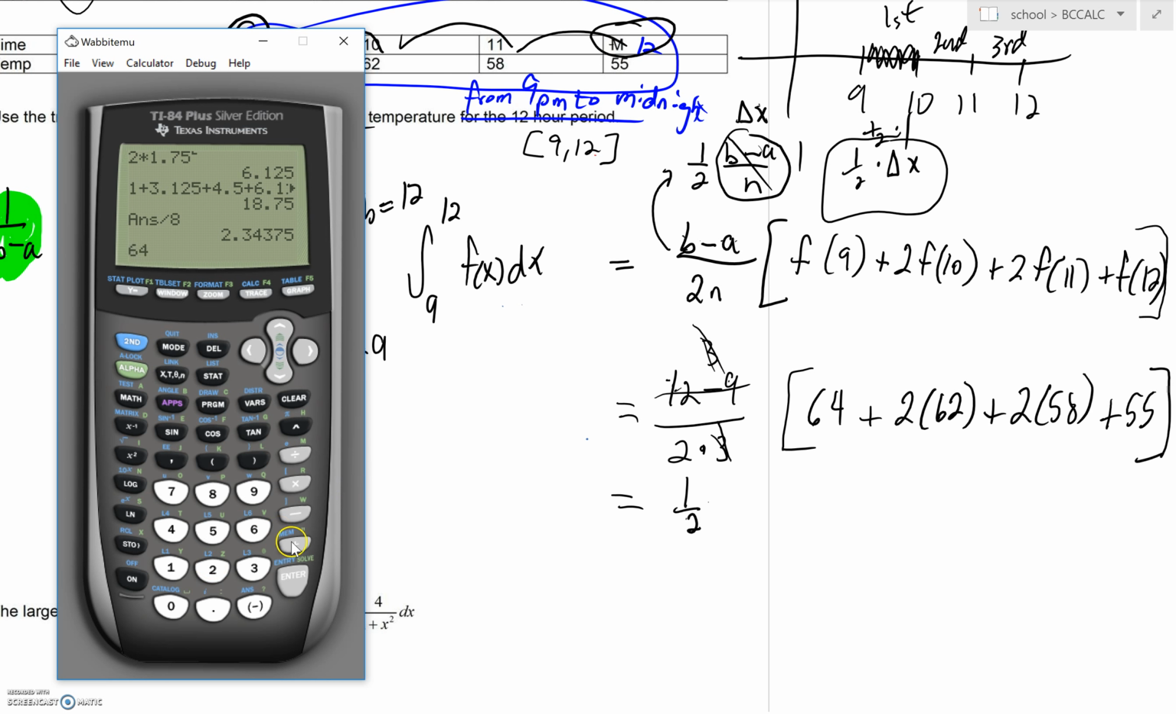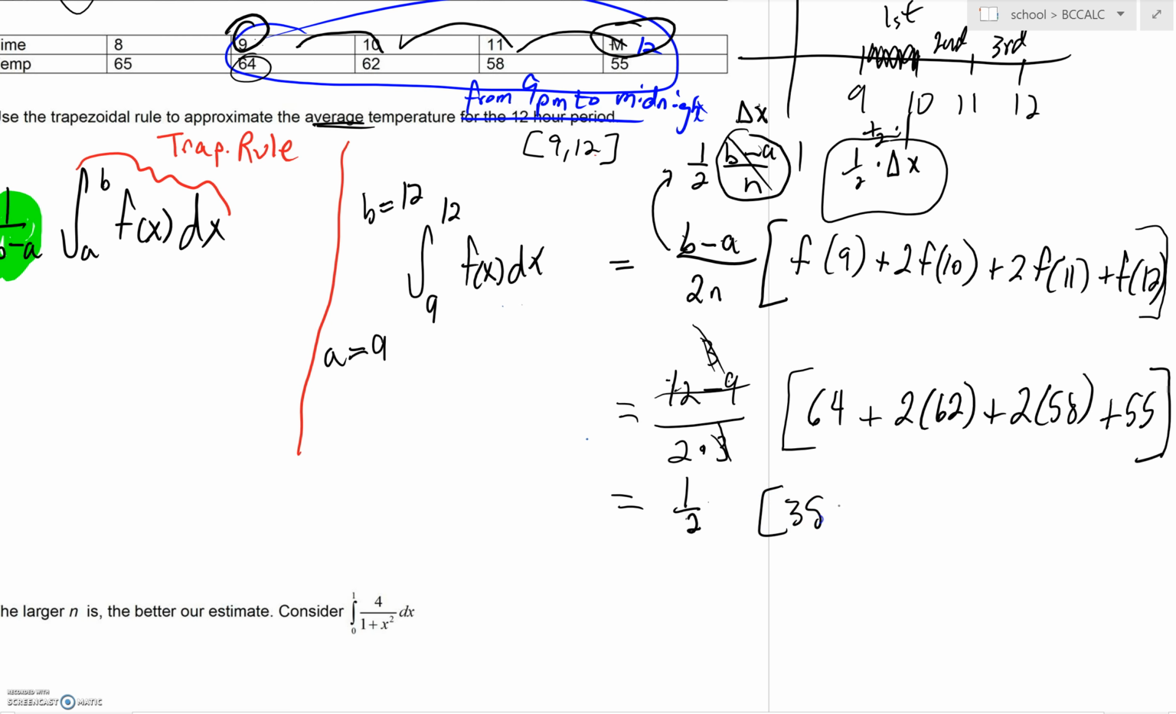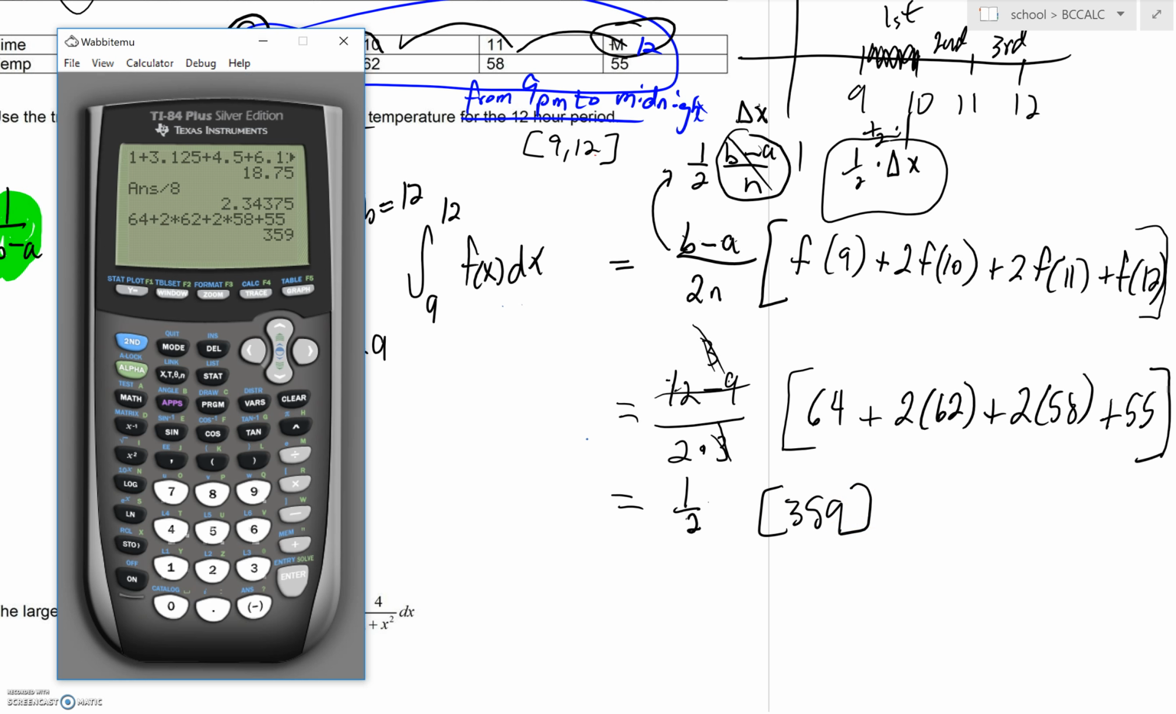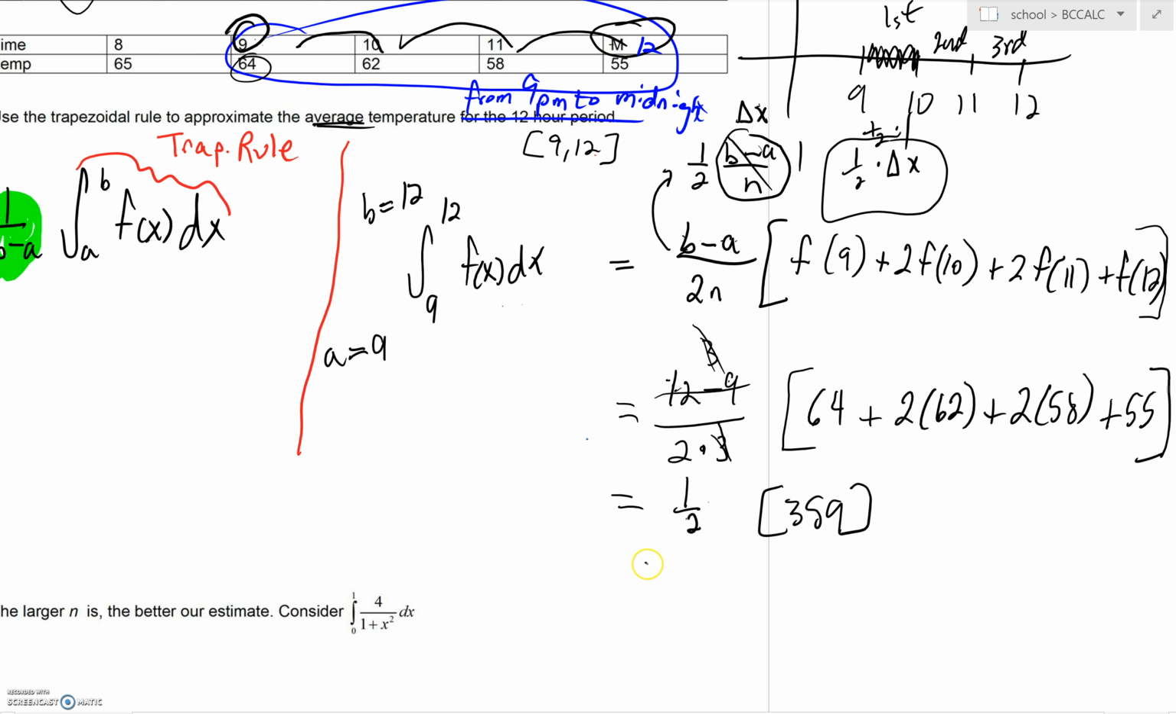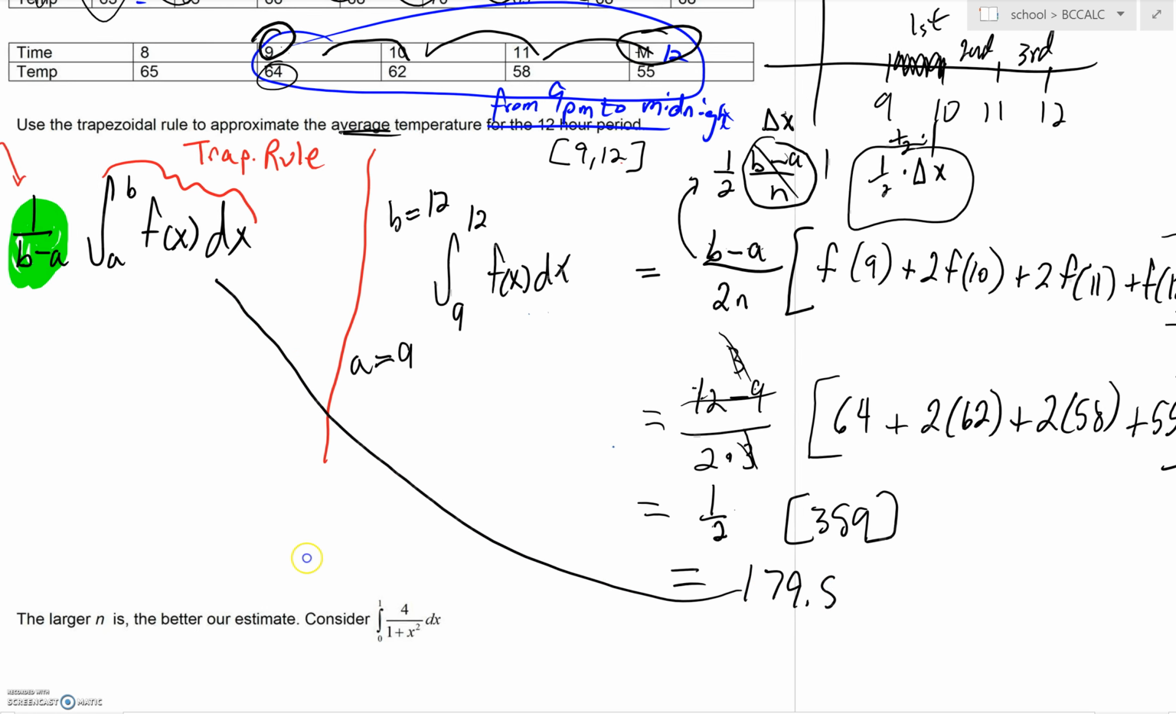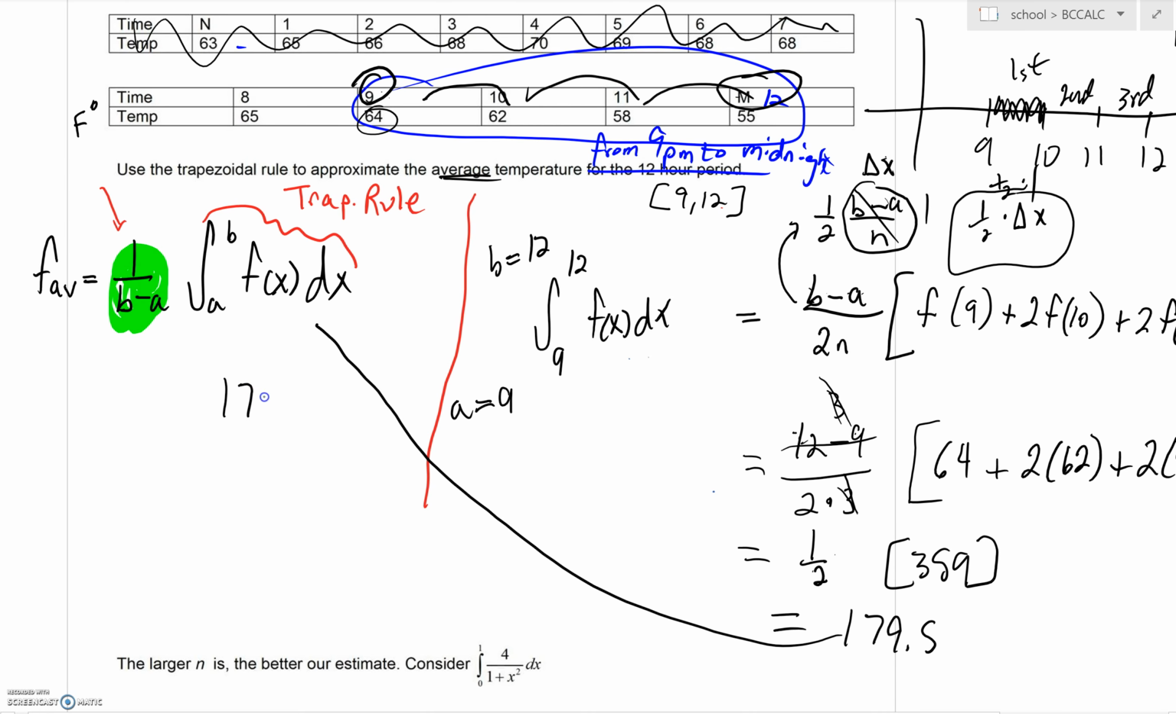So look, I'm going to go 64 plus 2 times 62 plus 2 times 58 plus 55. And we know that inside here is 359. But when we divide that by 2, take half of that, we're going to get 179.5. And guys, that's what your integral is. That's 179.5. But don't forget, you're really finding the average value of the function.